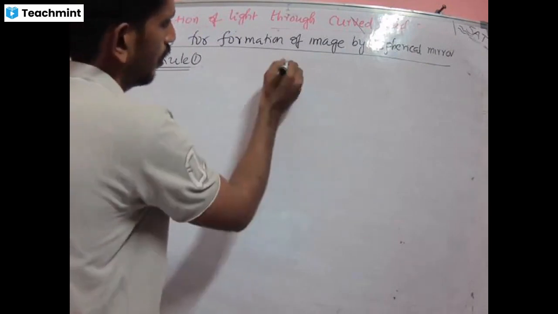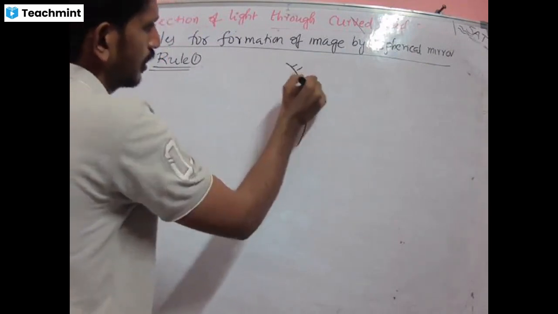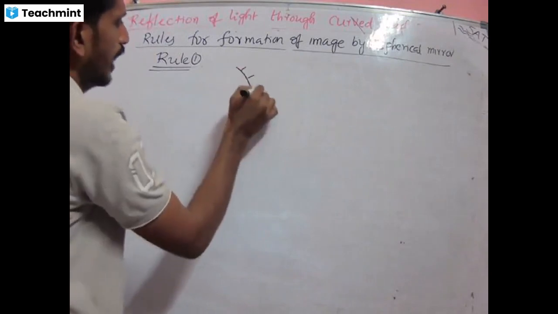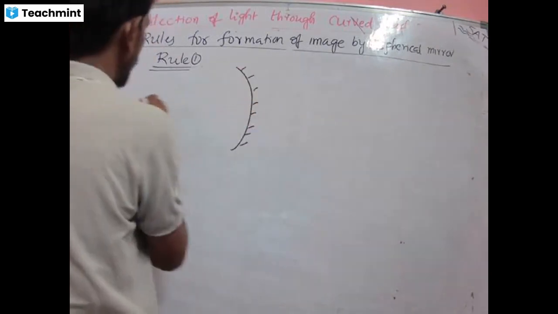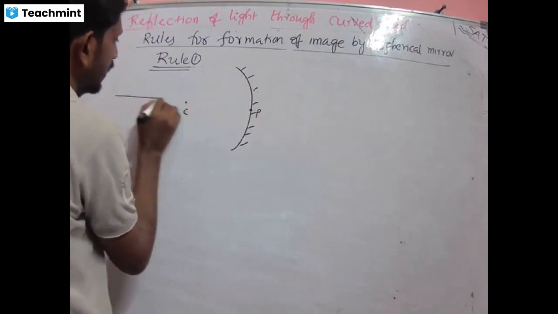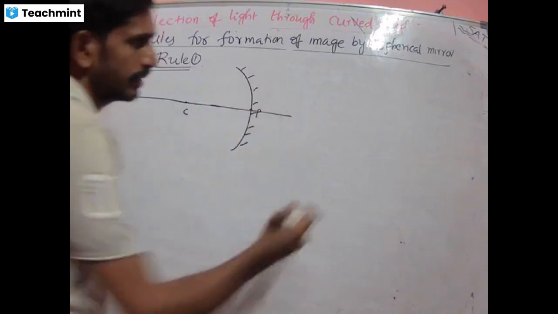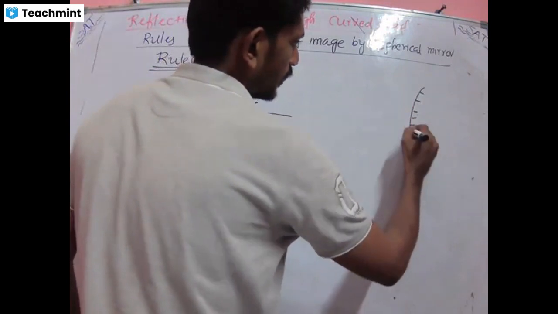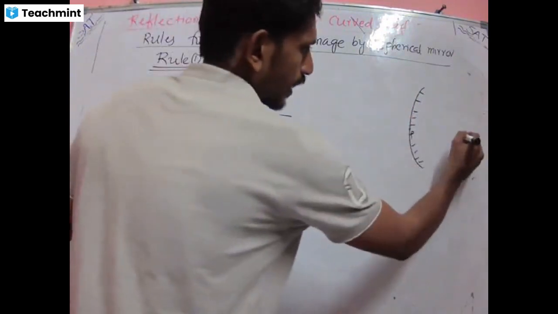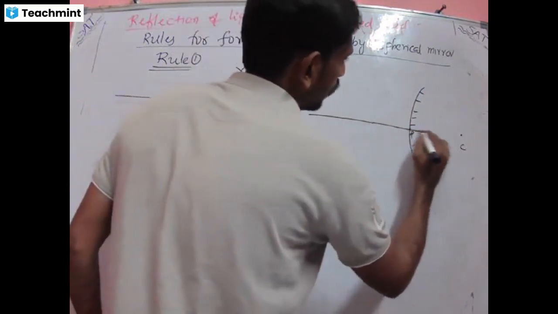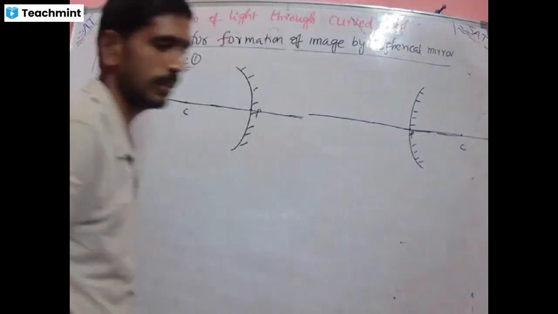So I take a concave mirror on this side, and on the right side I take a convex mirror. This is my concave mirror. First indicate the principal axis, and indicate the pole and center of curvature. The line joining the center of curvature and the pole is called the principal axis. Same here, I take a convex mirror. This is my convex mirror. This center point is called the pole. This is the center of curvature C. The line joining the center of curvature and the pole is called the principal axis.